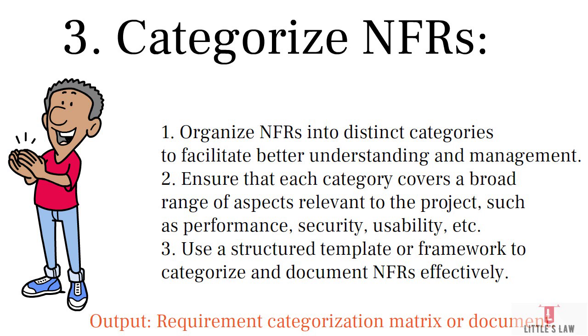So, just to recap, what do you do? You have to categorize the NFRs, the requirements which you collected from the previous step. You have the gathered requirements. You are now going to categorize them, and after categorizing them, at the end, you are going to have your requirement categorization matrix or the document in your hand, and that's going to be your third step. And now, in the next video, we will see what is the fourth step and how we are going to achieve it.